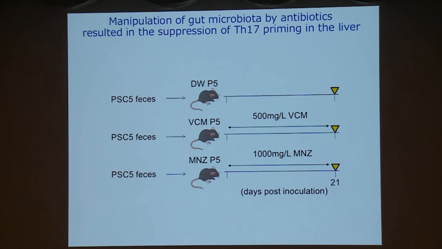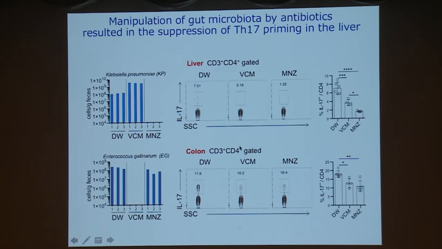So finally, to determine whether antibiotic treatment could modulate the liver immune response in our experimental model, we generated gnotobiotic mice using fecal samples from another PSC patient who harbored KP and EG, and treated the mice with vancomycin or metronidazole. We confirmed that vancomycin and metronidazole treatment demonstrated antibacterial activity against EG and KP, respectively. Notably, the Th17 response induced in PSC-UC gnotobiotic mice was significantly decreased by vancomycin or metronidazole treatment, both in the liver and in the colon, supporting a role of specific pathobionts in Th17 induction in the liver.